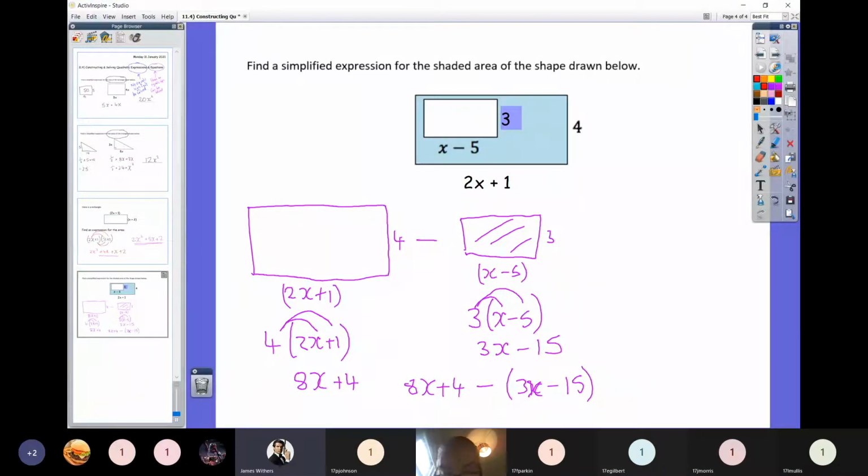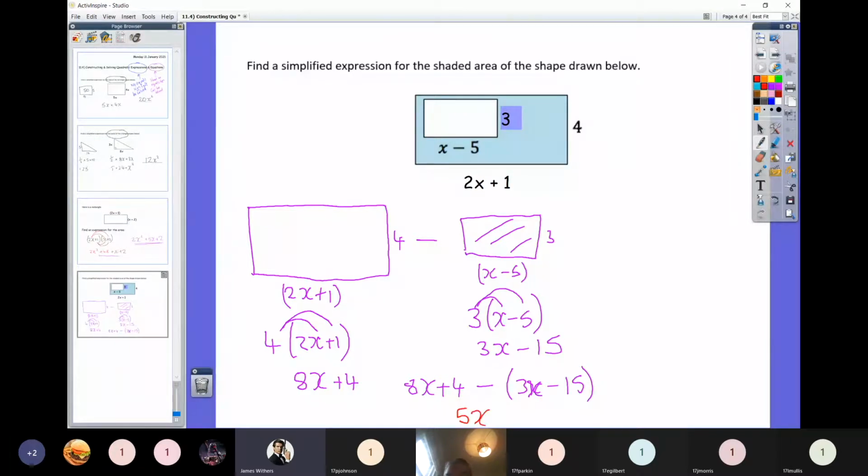So we've got to that bit at the bottom. We've got to do 8x plus 4 take away 3x. Now you've got to be ever so careful here, particularly with the second bit. So 8x take away 3x, well that's fair enough. That's just 8x take away 3x, which is 5x.